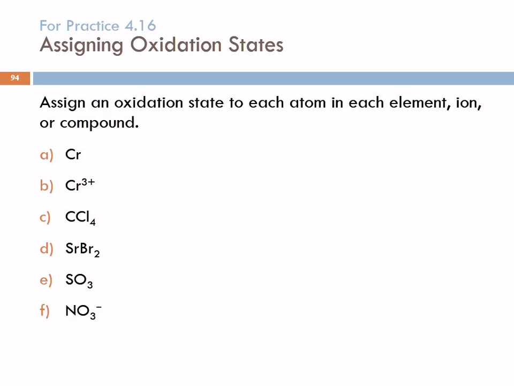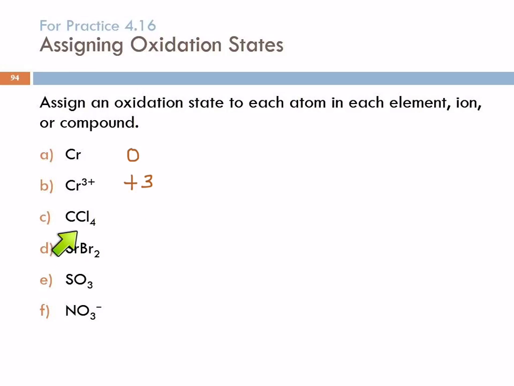Let's look at some examples. So we're supposed to assign an oxidation state to each atom in each of these things. So the first one is chromium. Here, chromium is the free element. And so what's the oxidation state? 0. And that's going to be the same as its charge, right? It doesn't have a charge when it's an atom. How about Cr3+, the chromium 3 ion? It's going to be +3. The charge is 3+, the oxidation state is +3.